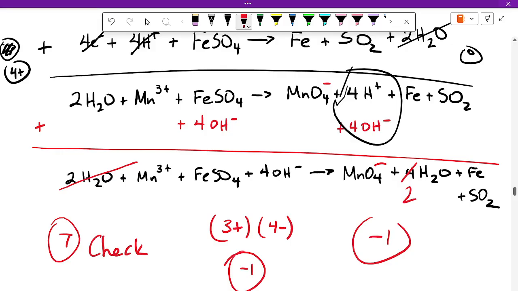And then if we had time, we could go through and say I have 1 Mn, 1 Mn, 1 Fe, 1 Fe, 1 S, 1 S, 4 O's, and 4 O's is 8 O's. 4 plus 2 plus 2 is 8, and so on. And then you can check everything.